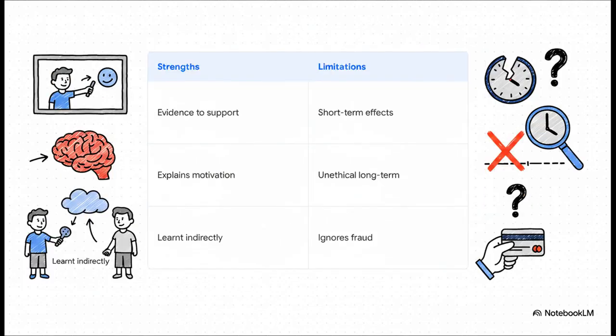Let's actually weigh the strengths against the limitations. On the plus side, we have hard evidence. Bandura's 1960 study on nursery children showed they absolutely copied aggressive models, especially same-sex ones. And crazily enough, the kids even invented brand new ways to hit the Bobo doll, which proved they had truly internalized the learning. It's great because it explains why motivation matters and how we learn without direct consequences.